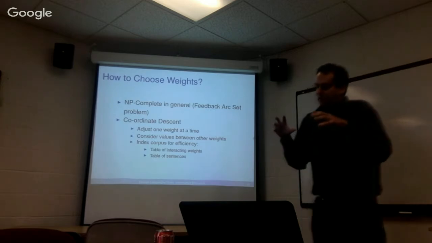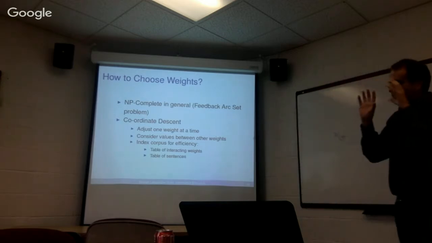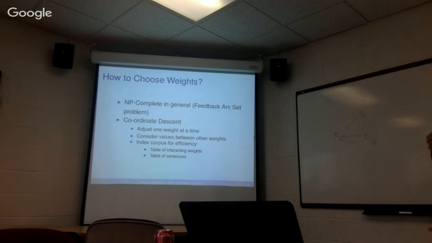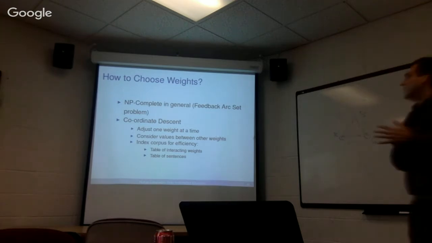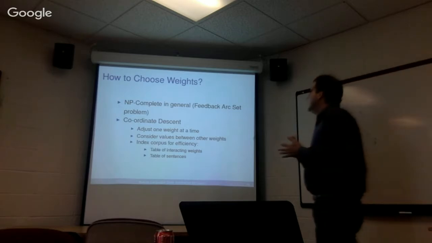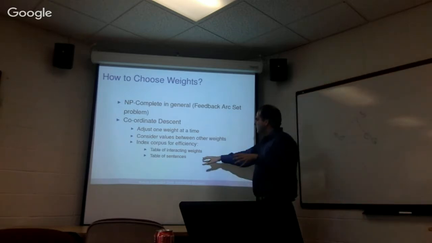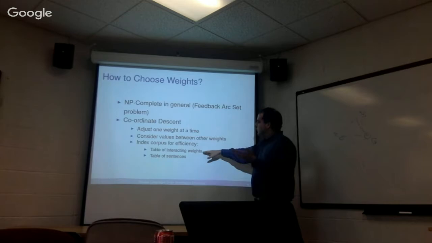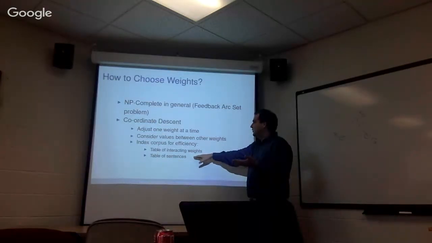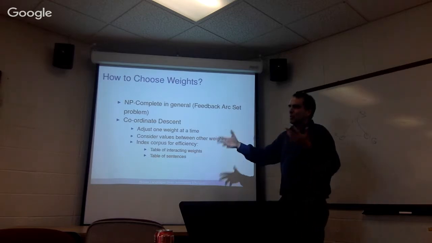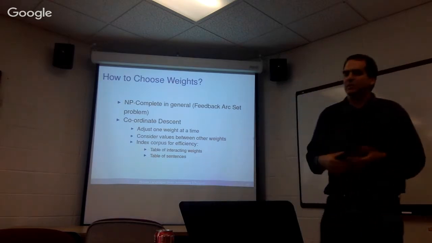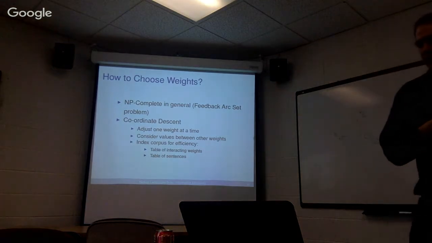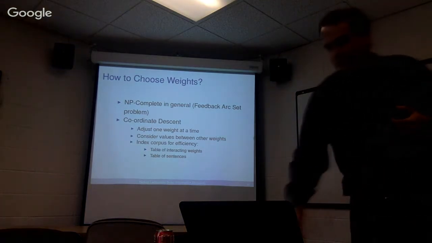And so to compute the new dependency length, you have to look at the whole corpus and compute new dependency lengths for every sentence in the corpus. You can make that more efficient by indexing, first of all, for each weight, which are the other weights that it interacts with. And if you change that weight, which sentences will have their order change. So you can just compute the dependency length for a small fraction of the original sentences.